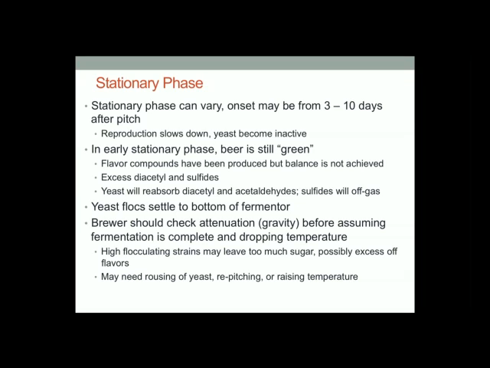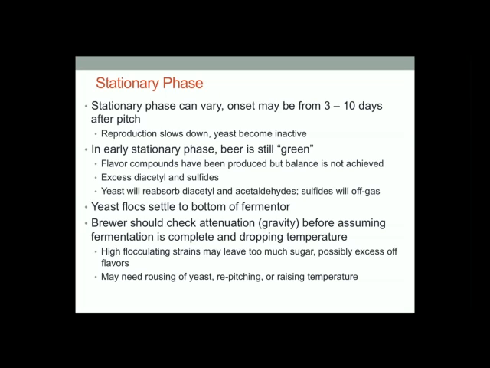So as the stationary phase continues on, the yeast will reabsorb the diacetyl as well as acetaldehydes, and the sulfides will continue to off gas. And at this time, the flocs of yeast, if they had been floating at the top, will begin to settle to the bottom of the fermenter.